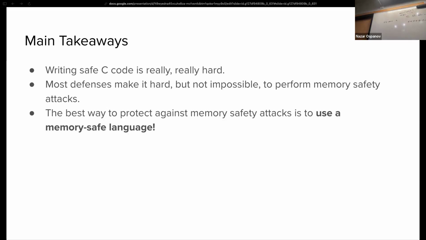But despite this, C is still a very popular language. It's also a pretty old language, so people have had time to deal with these issues. We've shown that there are many ways to patch a lot of these vulnerabilities, but each of these mitigations by themselves is usually not powerful enough to completely stymie a memory safety attack.